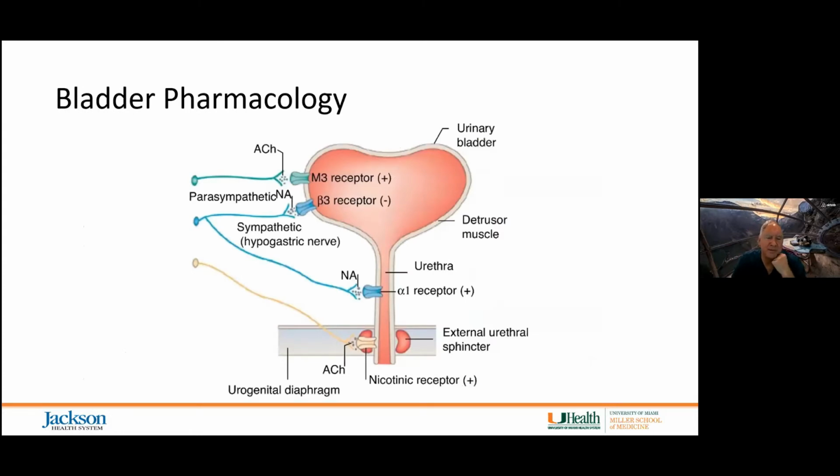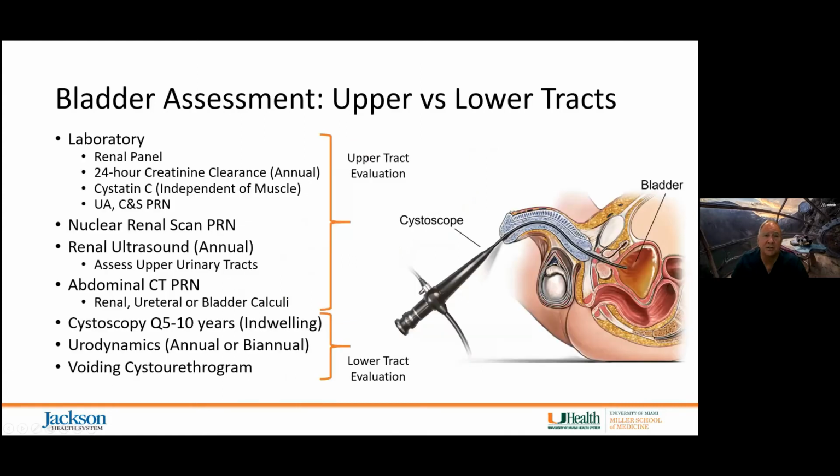So again, coming back to our bladder pharmacology. Acetylcholine through parasympathetic influences is going to cause detrusor contraction. Sympathetic influences on beta-3 receptors are going to relax the bladder, basically. And then the external urethral sphincter and the pelvic floor musculature are under somatic control, which again is cholinergic in nature.